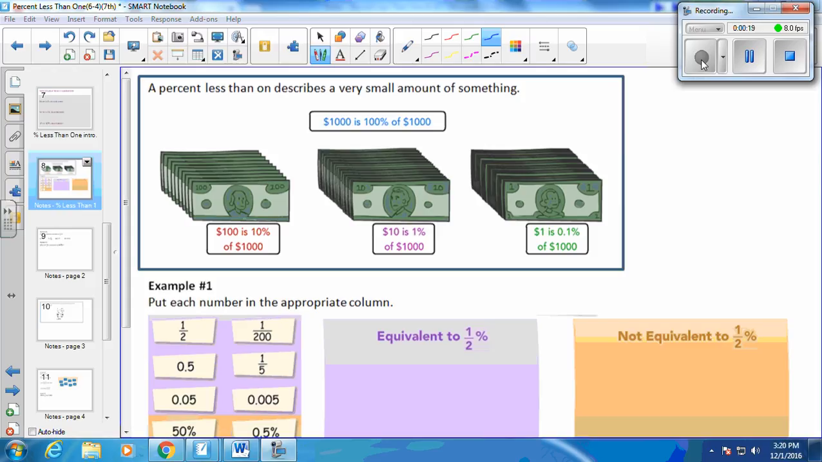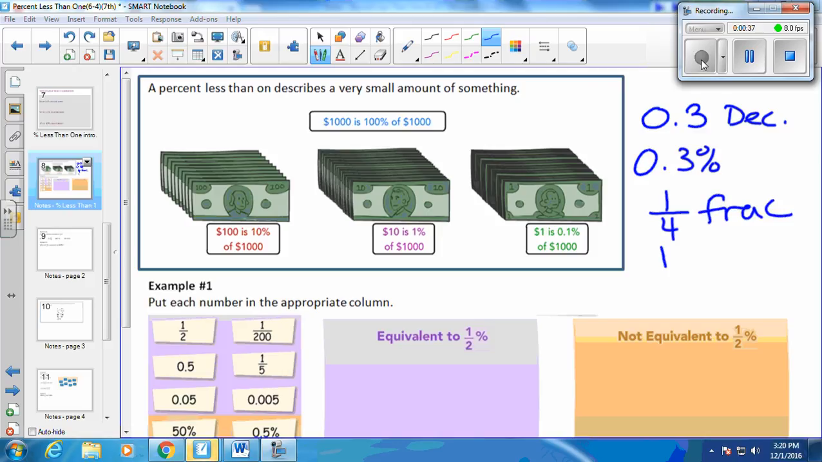You don't need to write this down just yet, but this right here is called a decimal. This is called a percent. Yes, it is a decimal within a percent, but technically it is called a percent. That is the most specific name you can call that. Same thing here, this would be called a fraction, but this would be called a percent.